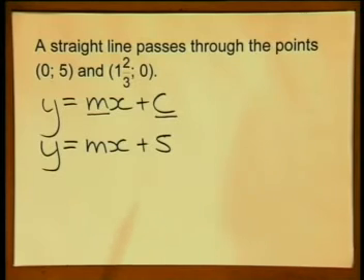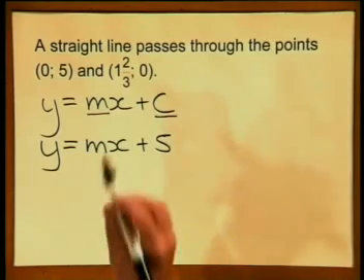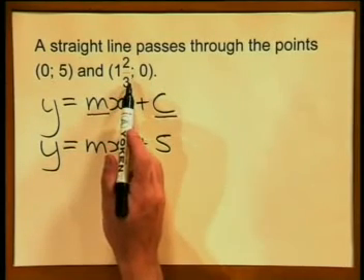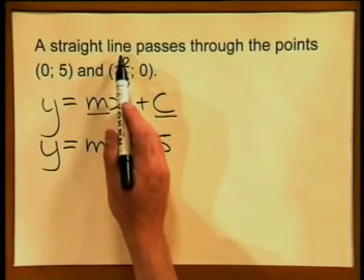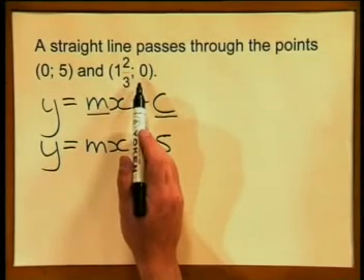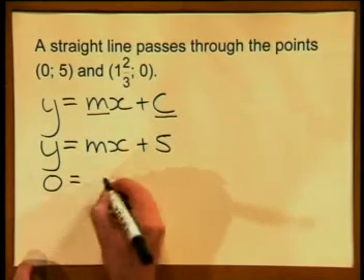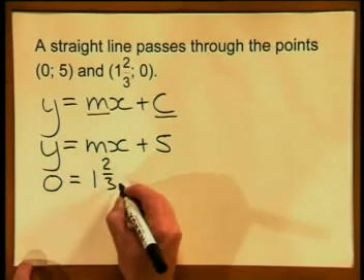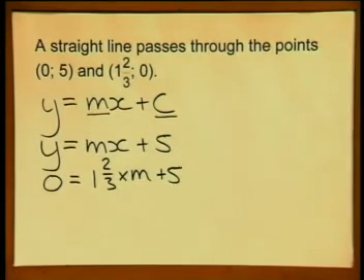What we now need to do, though, is to find the gradient or the slope. I know. Use the other point where x is equal to 1 2/3 and y is equal to 0. Yes, here we have the coordinates of another point. And because this point lies on the straight line, we know that it must satisfy our equation. In other words, we know that 0 is equal to 1 2/3 multiplied by m plus 5.